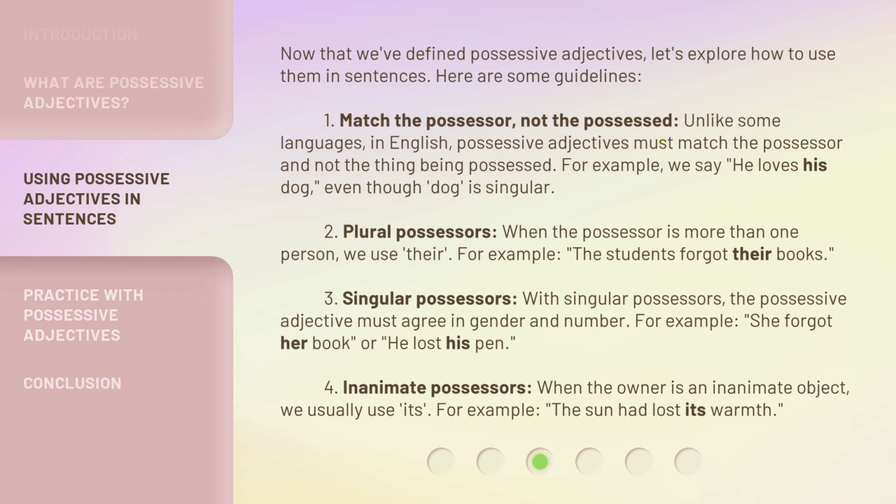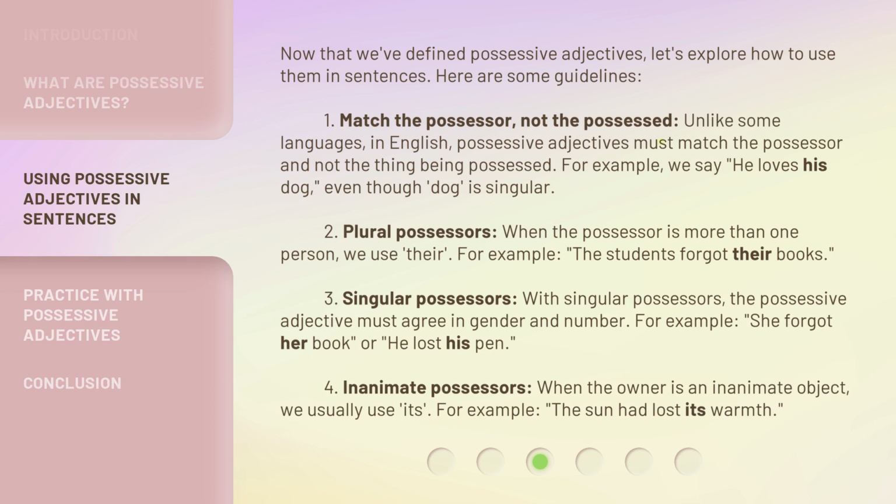2. Plural possessors. When the possessor is more than one person, we use their. For example, the students forgot their books. 3. Singular possessors. With singular possessors, the possessive adjective must agree in gender and number. For example, "She forgot her book," or "He lost his pen."